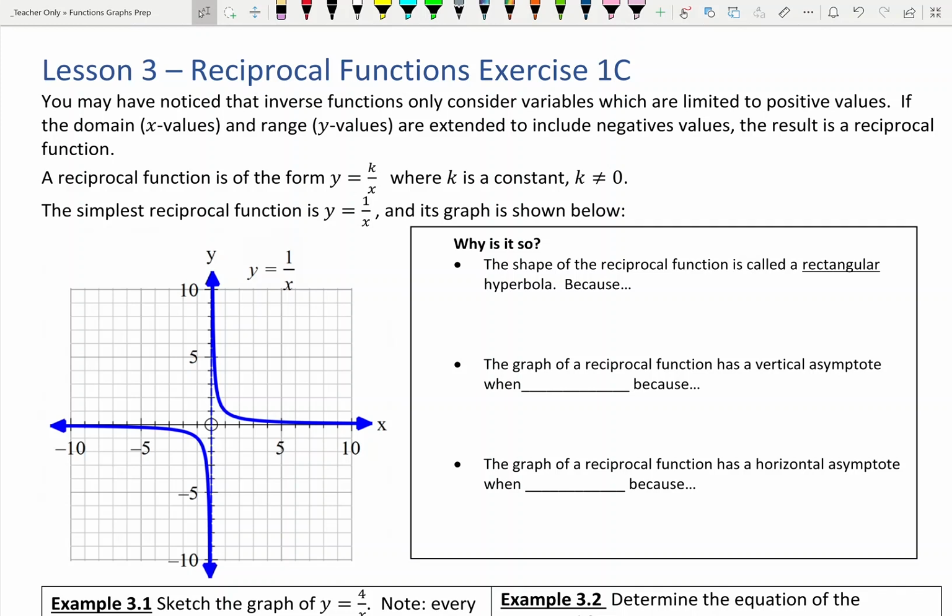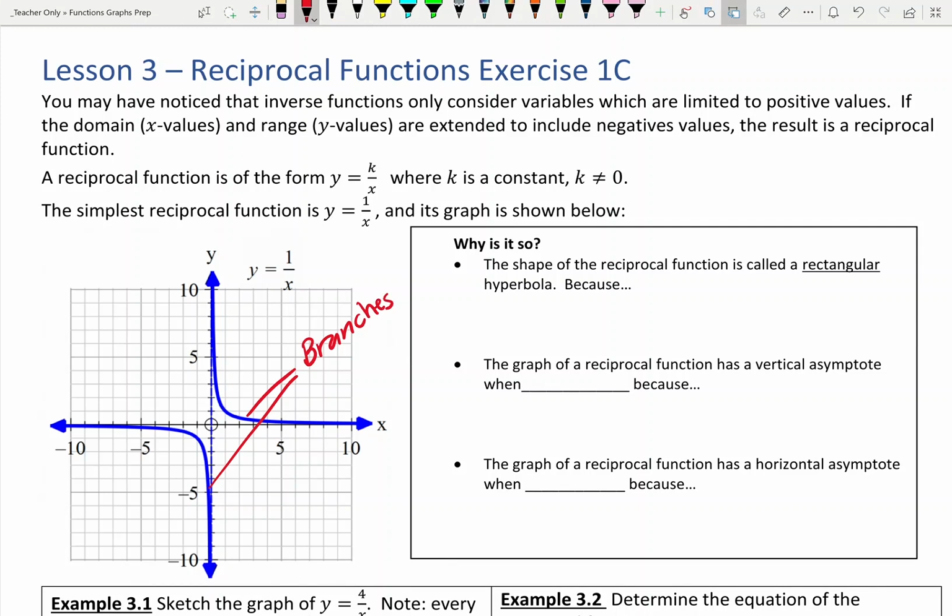If we extend the Cartesian plane to consider all values of x and y and all of the four quadrants, what we end up seeing is this reciprocal function, which has two branches, and these are the branches. It looks like two parts of different functions, but in actual fact, they are two parts of the same function.